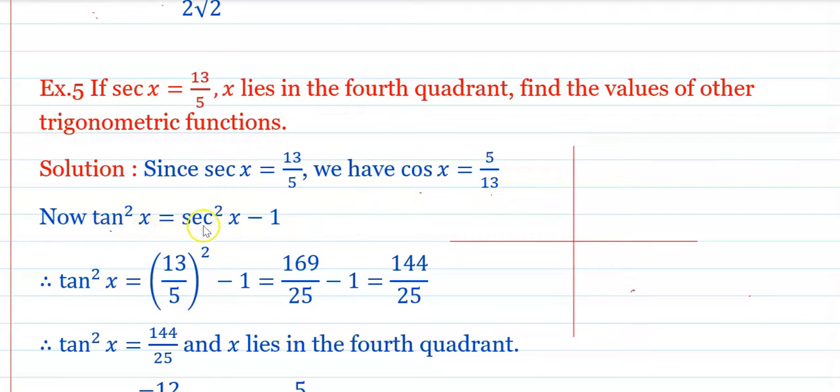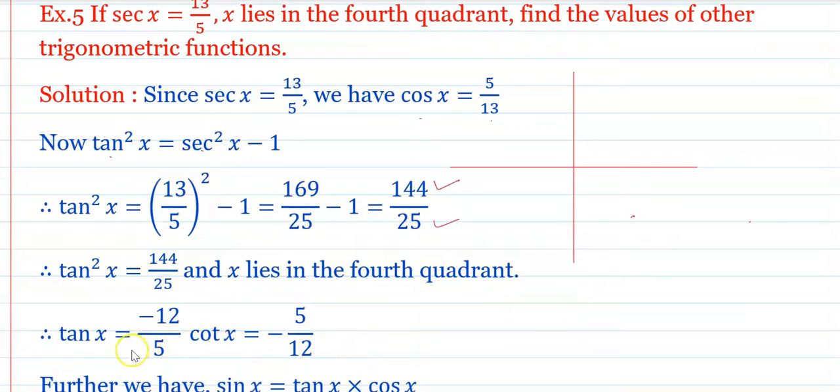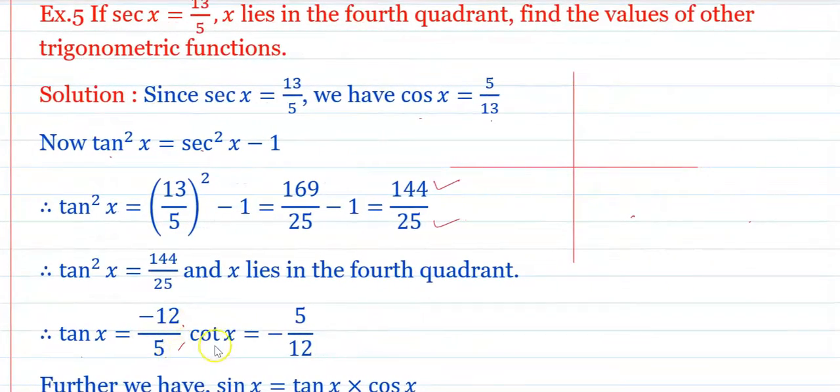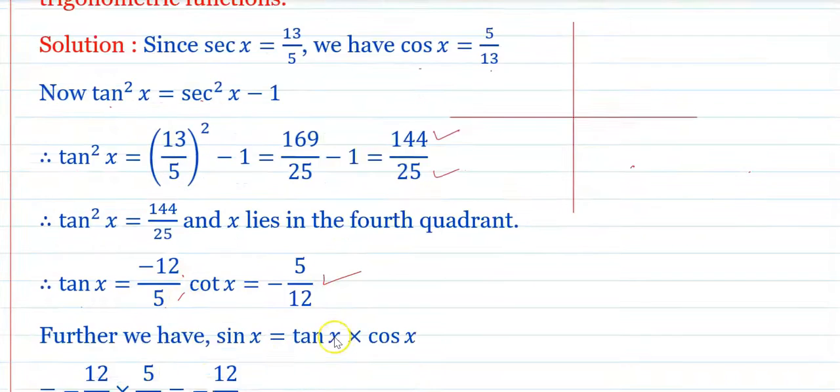Again, tan square x is equal to sec square x minus 1. Therefore, tan square x is equal to 13 by 5 bracket square minus 1. 169 upon 25. If we simplify, 169 minus 25 upon 25. 169 minus 25, you will get 144 upon 25. If we take the square root, then you will get 12 upon 5. Theta lies in the fourth quadrant. Therefore, tan is negative. And hence, tan x is equal to minus 12 by 5. That's a reciprocal. Cot x, minus 5 by 12.